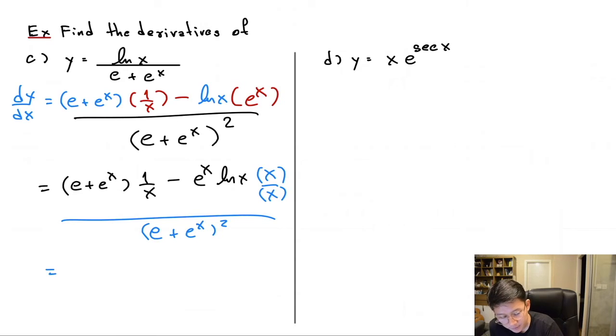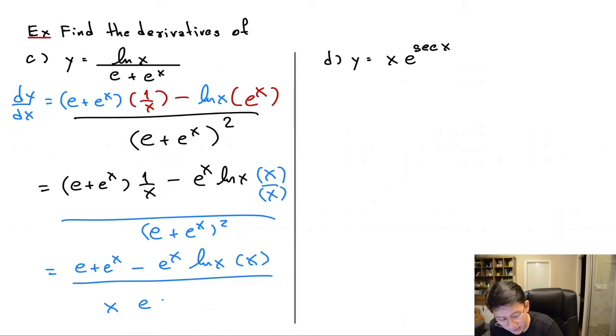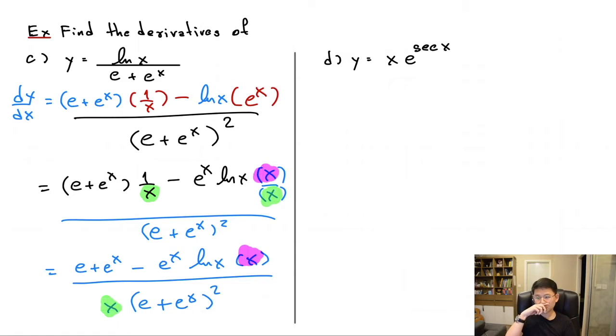So what I have is e plus e to the x minus e to the x log x times x, divided by x times e plus e to the x to the power 2. This x here, and this x here. Make sense? And that is the answer. How about the next one?